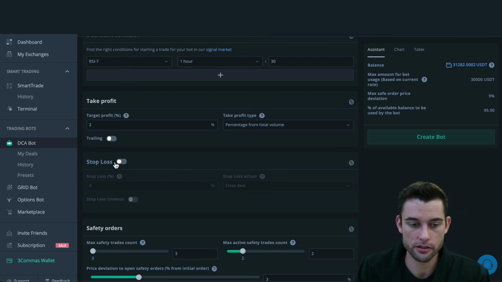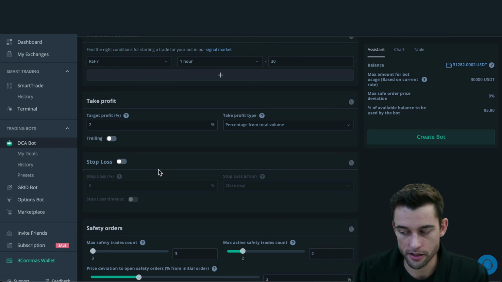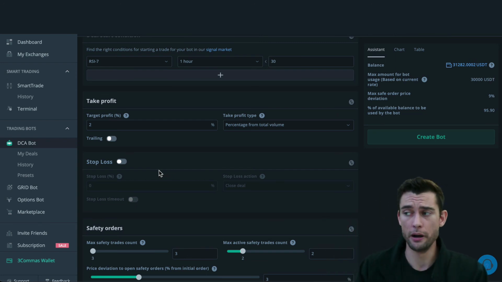So I'm going to leave this off, and maybe in a future video, we'll go over stop losses for your bots. But honestly, right now, as of this moment, I really see no need to ever use a stop loss in a bot.